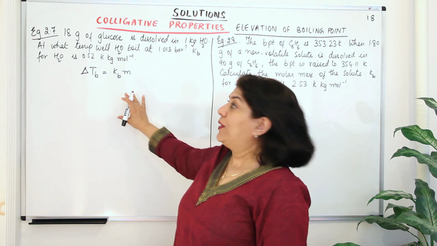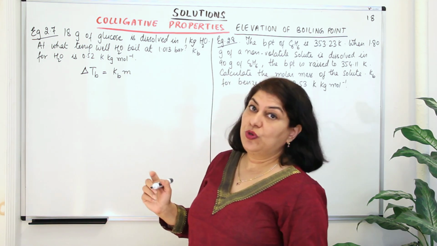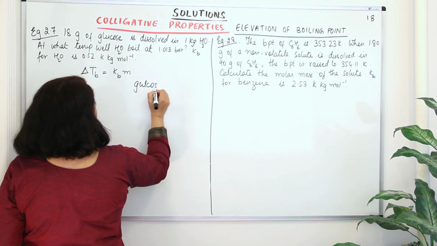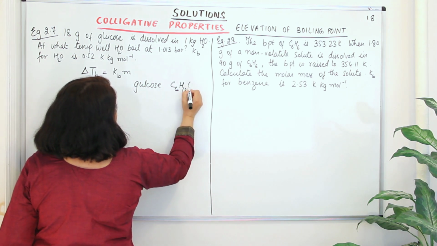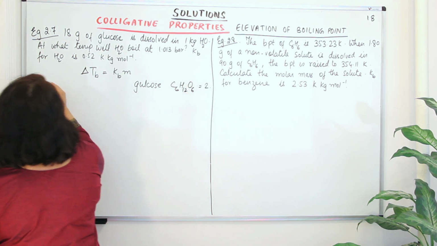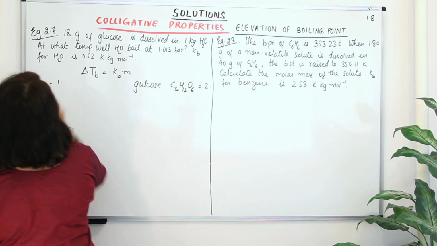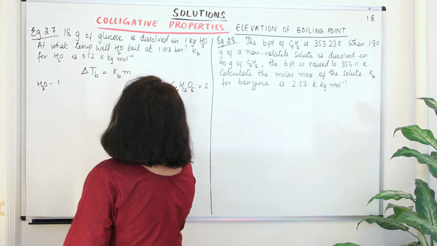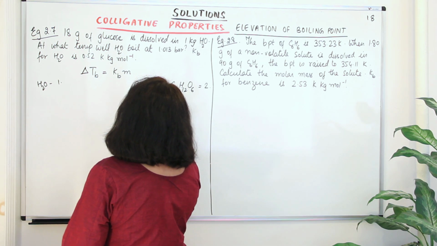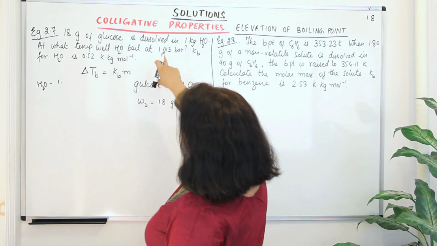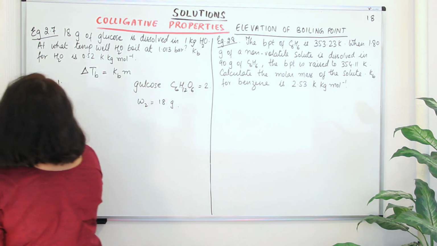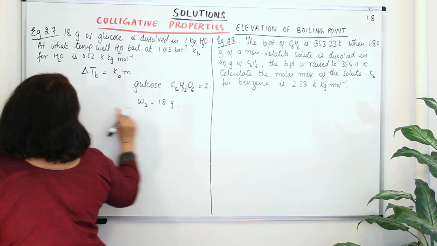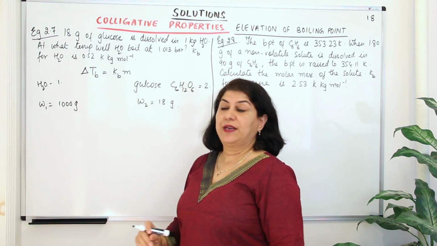Let us see what all is given to us. 18 grams of glucose. So glucose is your solute, right? So glucose, which is C6H12O6, would form component 2, and water, which is your solvent, would be component 1. So 18 grams of glucose, we know the mass of glucose, that is W2, is equal to 18 grams, right? And 18 grams of glucose is dissolved in 1 kg water. So W1 is equal to 1 kg, which is 1000 grams. Because this is given in grams, so we write the kg in grams also.